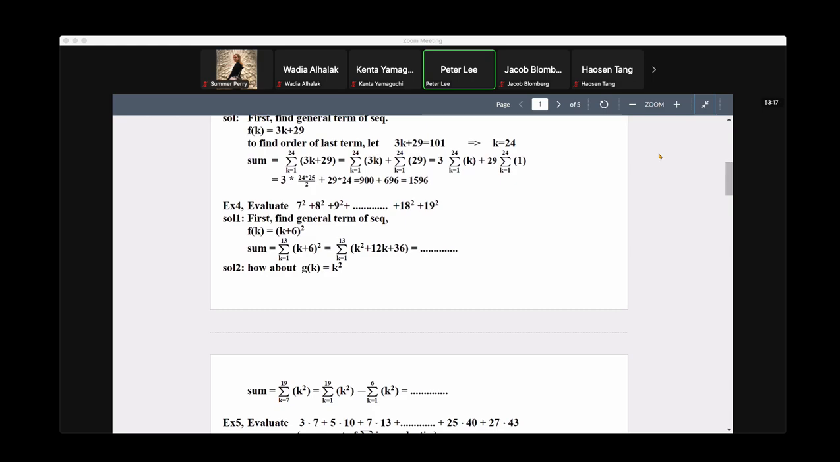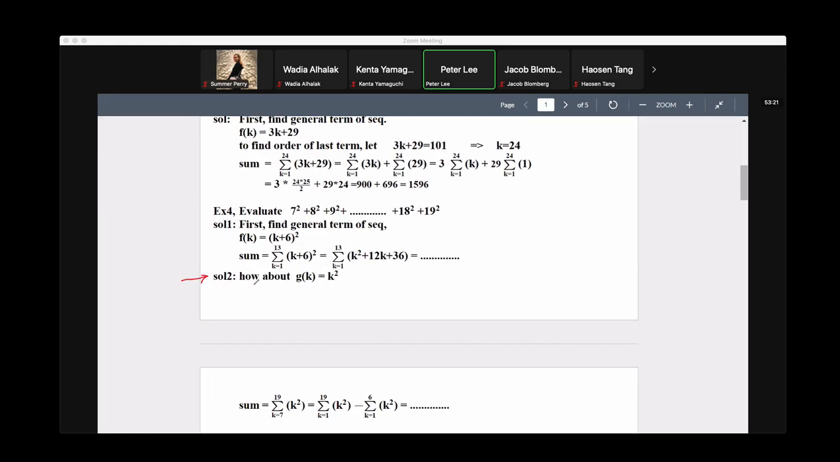Now let's look at example 4, solution 2. If you look at solution 2 right here, I want you to look at it. If you look at the sequence here, this is 7 squared, 8 squared, 9 squared, and then all the way to 19 squared. How about if you make the general term equal to k squared? Is that good?